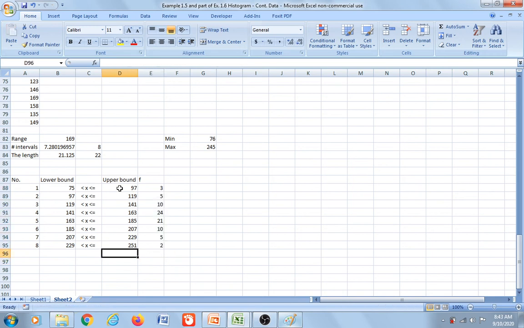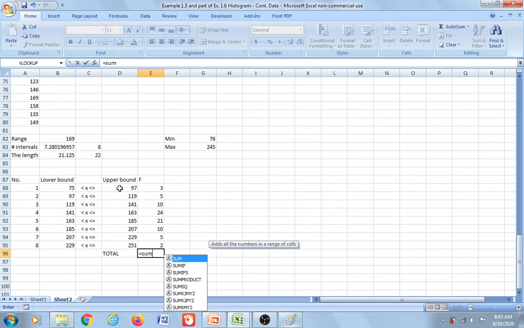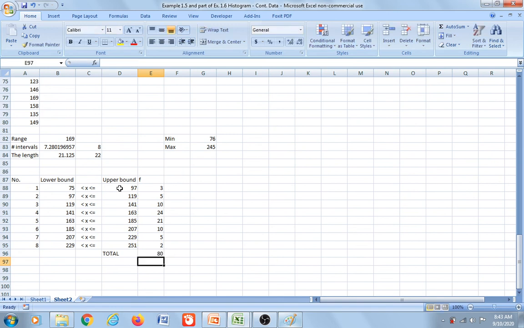Now we need to check the total. So the total should be 80. So we need to sum. Yep, there are 80 of them. And then we need to calculate the cumulative frequency as usual. So the cumulative frequency of the first interval is the frequency of the first interval, which is 3. And for the next interval, it will be the cumulative frequency of the previous interval plus the frequency of that interval. Okay. So we have 80 in total.